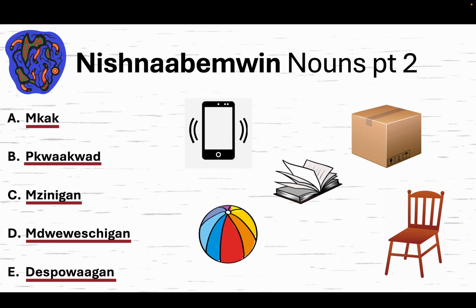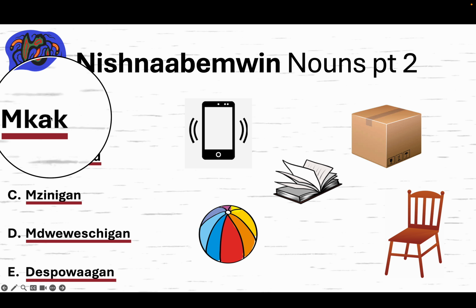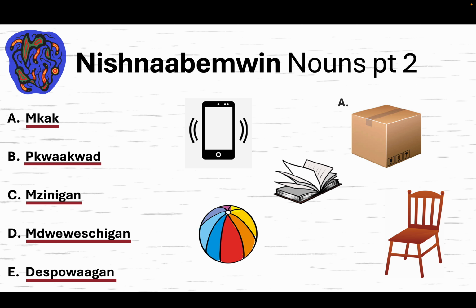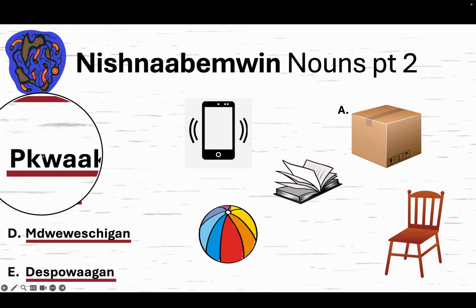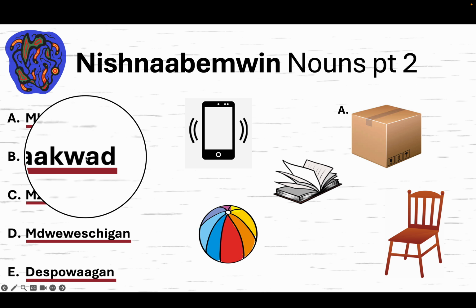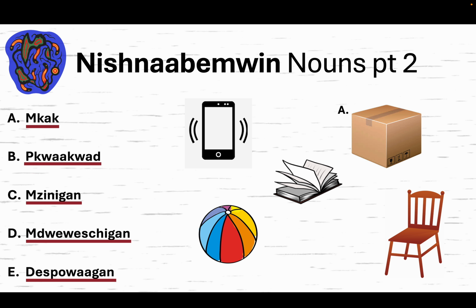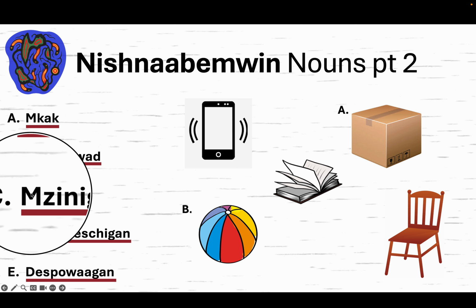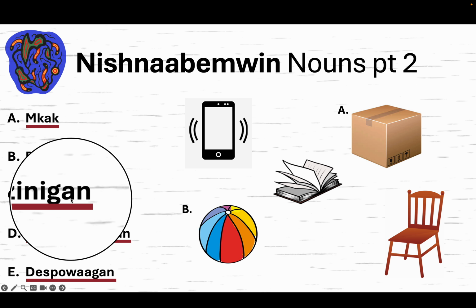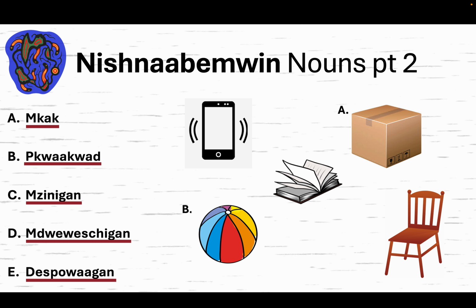So again, all these pictures in this slide represent the Ojibwe words on screen. Our first word here is mkuk. Mkuk means box. The next word we have is pquaquad. Pequawquod means ball. The next word, mzinigan. Mzinigan means book. Mzinigan can also mean paper, as a single piece of paper.